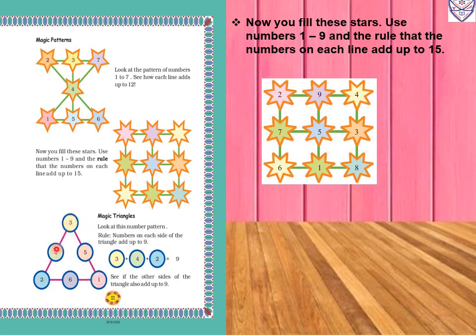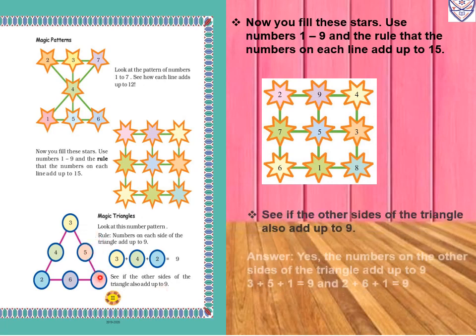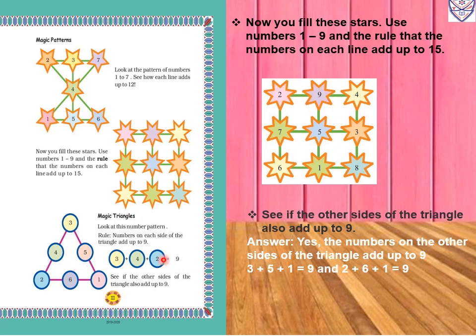So 3 plus 4 is 7, 7 plus 2 is 9. So see if the other sides of the triangle also add up to 9. If we see this side, this will give 9. Yes, the numbers on the other side of the triangle add up to 9. So 3 plus 5 is 8, 8 plus 1 is 9. Same way this side, 2 plus 6 is 8, 8 plus 1 is 9.